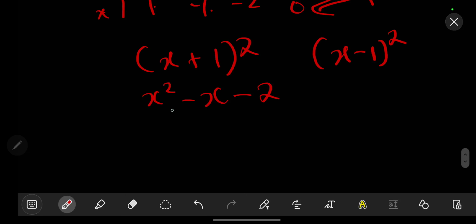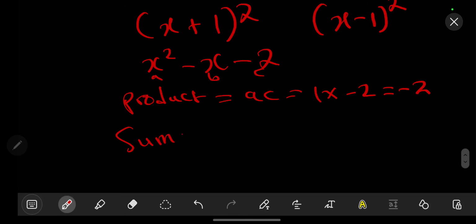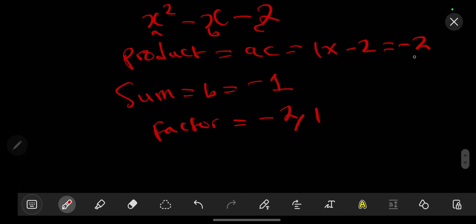Then what we are going to do is also factorize this, so we can factorize this normally. So our product is equal to AC, in which this is our A, B, C. So our A is equal to 1 times our C is equal to negative 2, which is equal to negative 2 like that. Our sum should be equal to B, which is equal to negative 1 like that. Then we need two numbers which, when we add them, are going to give us a negative 1, and when we multiply them, are going to give us a negative 2.